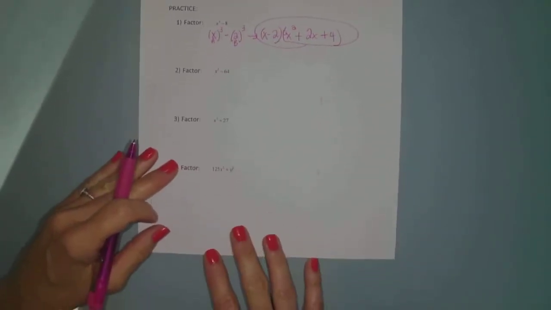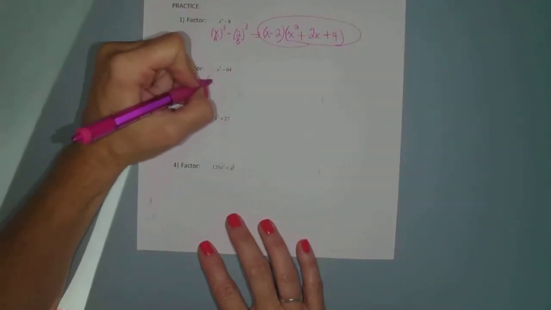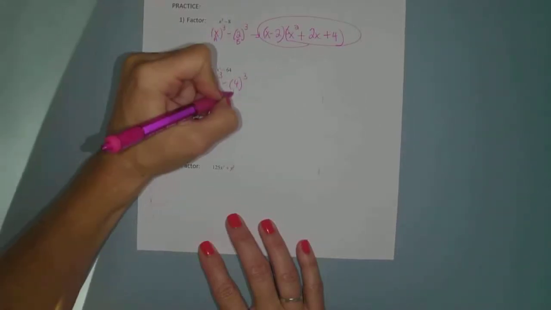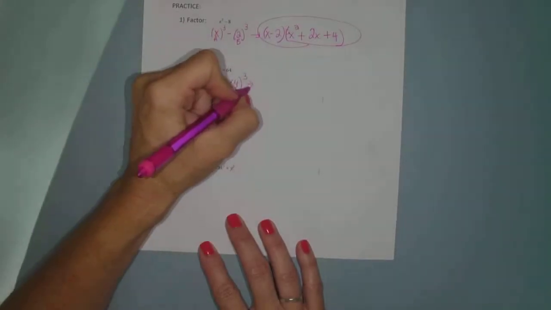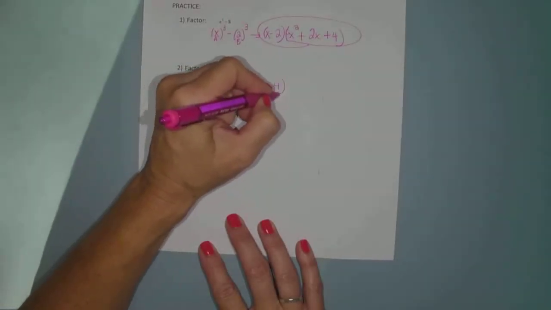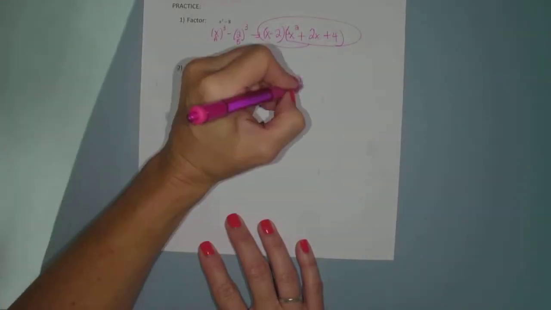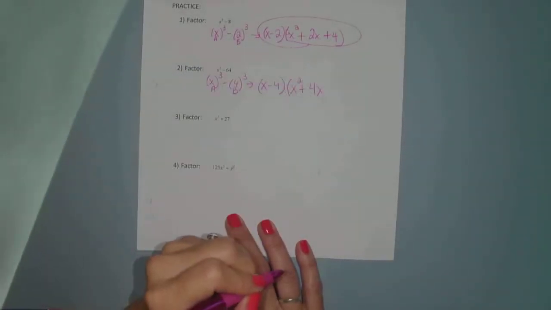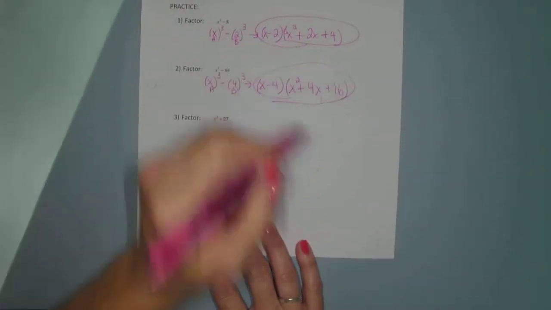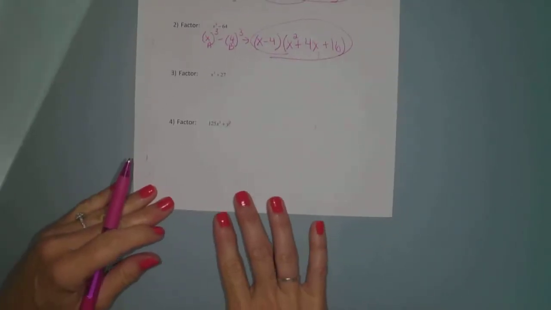Let's take a look at number 2. x cubed minus 64. I can write this as x cubed minus 4 cubed. So there's my a, there's my b. Following the formula above, I would simply have a minus b times the quantity a squared plus a times b plus b squared, which would be 16. Simple.